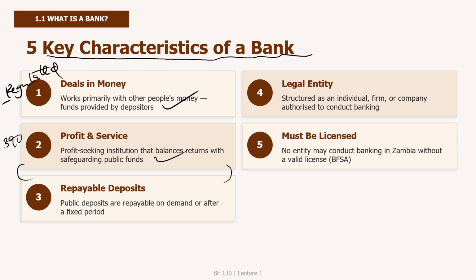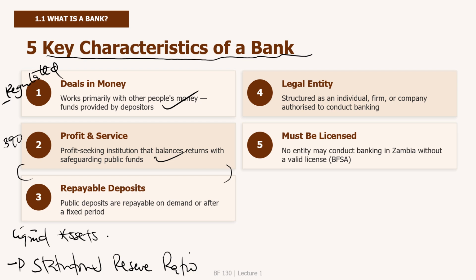And so because of this, again in regulation, you will discover that because of the need for the bank to honor these withdrawal requests, the bank has to be liquid. So it has to have enough liquid assets, right? And also from the regulatory point of view, there's what we call the statutory reserve ratio. The reserve ratio also has to be respected so that you are able to honor these obligations quickly.